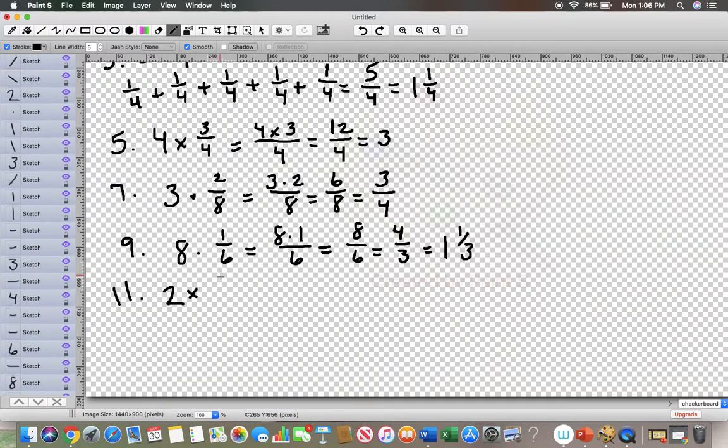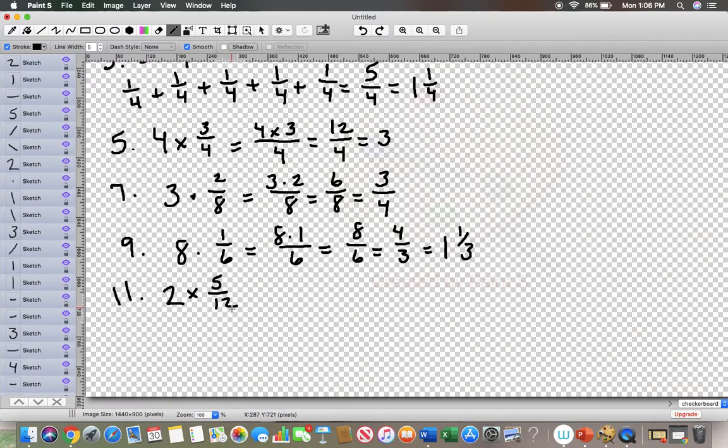2 times 5 over 12. Multiply your numerators together. 2 times 5 over 12 is equal to 10 over 12. Reduce. What is the greatest common factor between 10 and 12? I hope that you said 2.